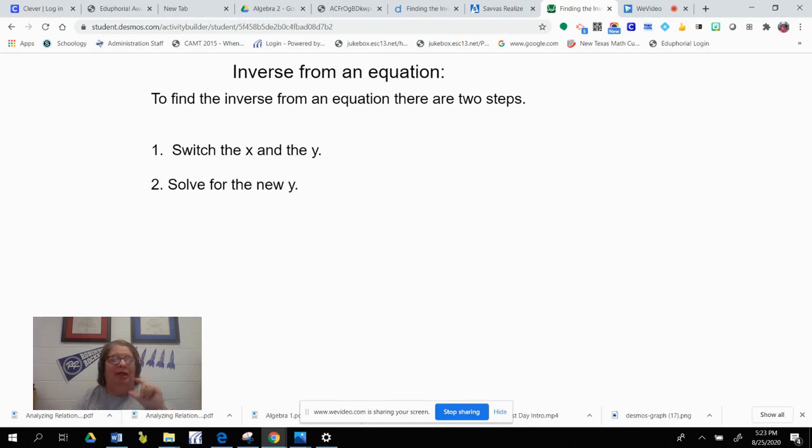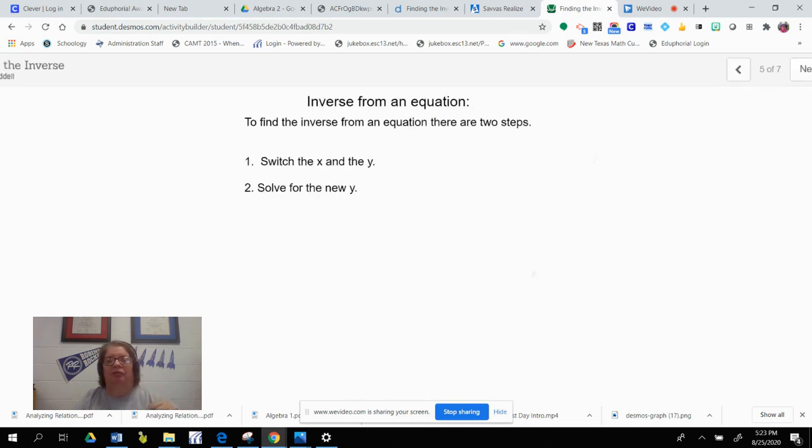When you find the inverse from an equation, now there are 2 steps. The first step is to switch the x and the y. Okay, that one ought to be familiar by now. But then you have to go to a second step and solve for the new y.